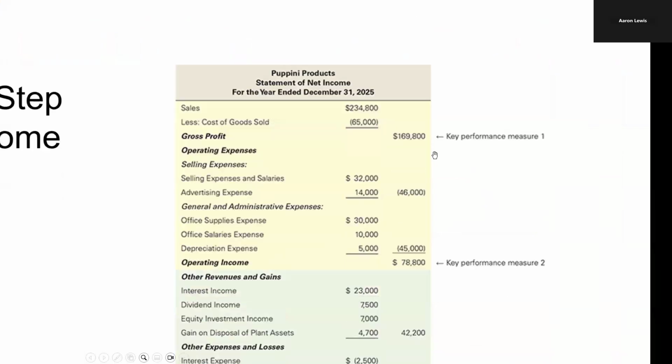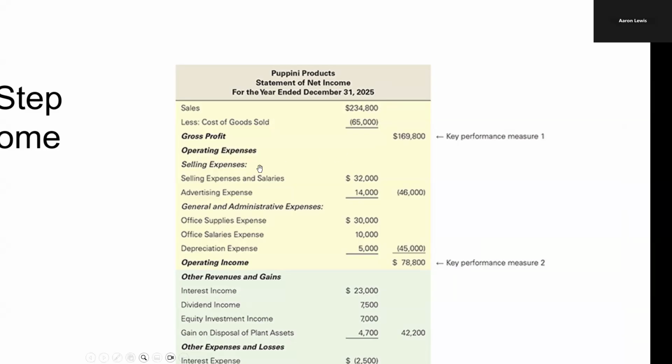We want to have our first measure of profitability, which is gross profit. How do you arrive at your gross profit? Well, it's just your sales revenue, net sales revenue, less the cost that you paid to manufacture those goods that you produce. So Papini Products over here, with $234,800 in sales, spent $65,000 to manufacture them. Their markup, their profitability just above their manufacturing cost, was $169,800.